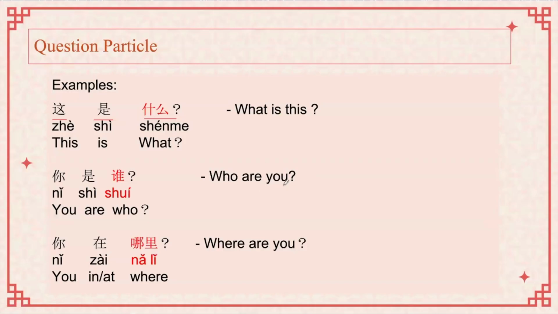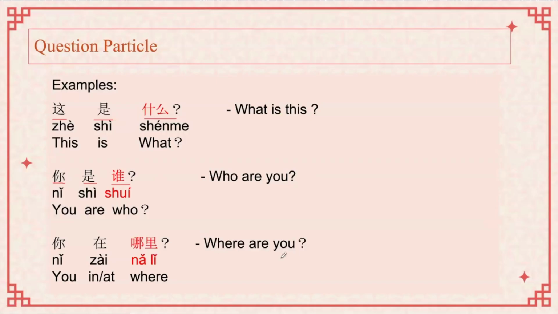Who are you? In Chinese, we say, 你是谁？ 谁 is a question particle we put at the end of the sentence. It is used to ask the information of who.